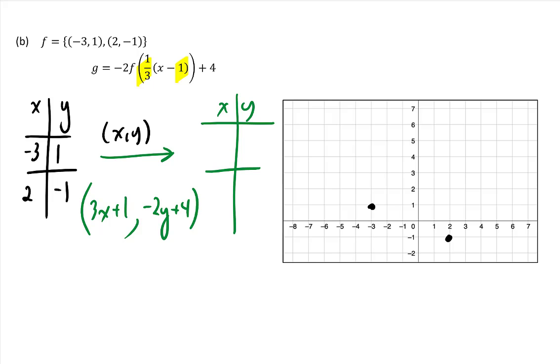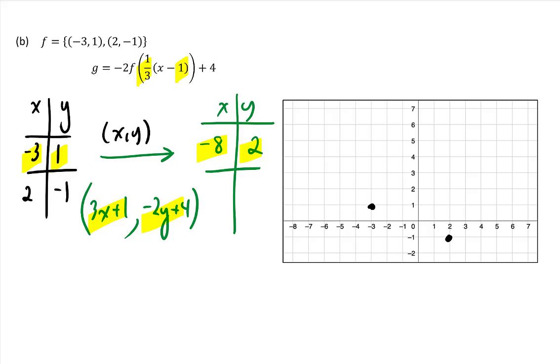So we look at our transform points. 3 times negative 3 plus 1. That's going to give us negative 8. And then negative 2 times 1 plus 4. That's going to give us 2. So I took these 2 points, subbed them into this formula, and out came these 2 points.